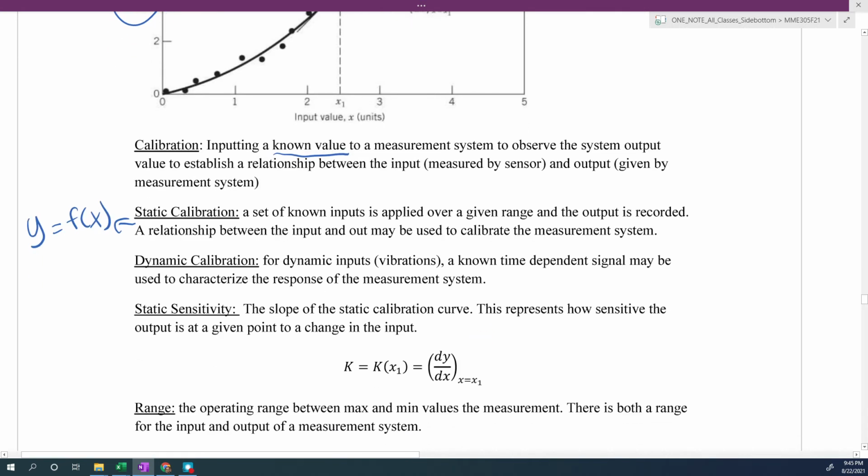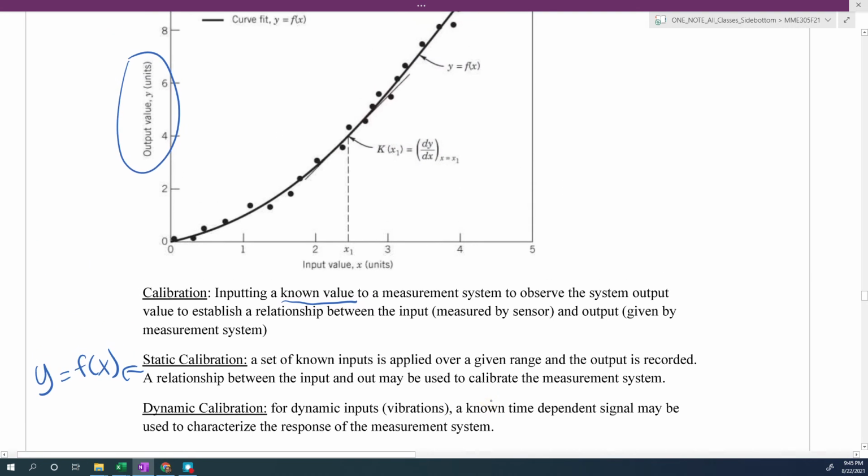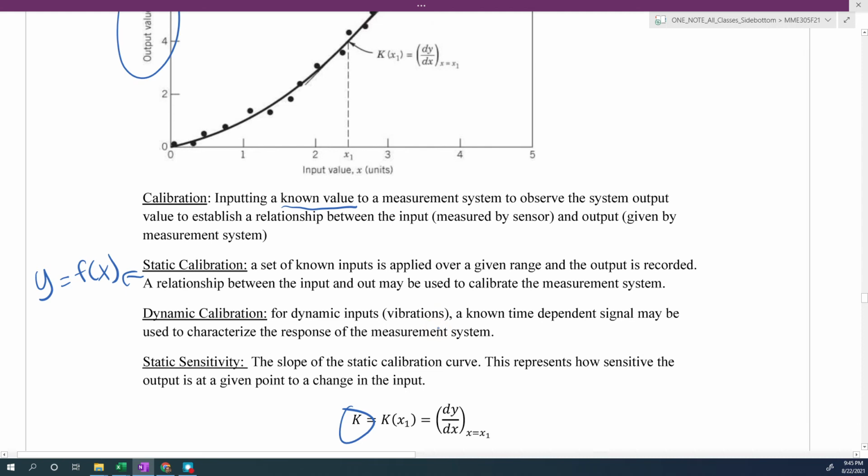Then static sensitivity is basically just the slope of our curve. Typically it may be represented with the variable k. All it is is taking the derivative of y with respect to x at a given point. If a system is nonlinear, the slope, or the change in the output with respect to the change in the input, can be quite different depending on the value being input into the sensor. So it's important to know how sensitive your instrument is to a change in the input.